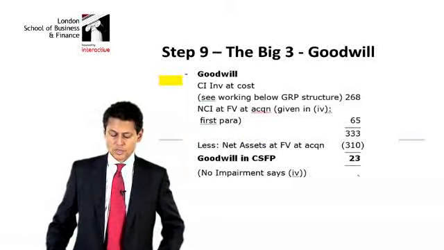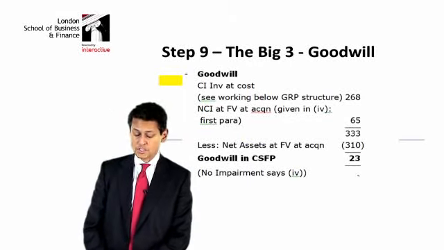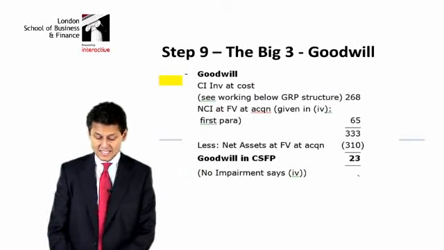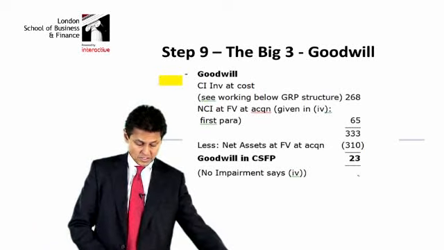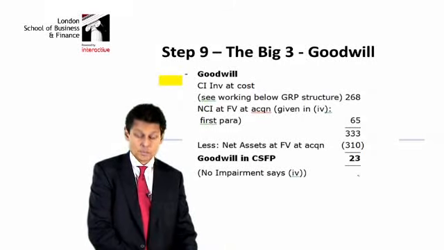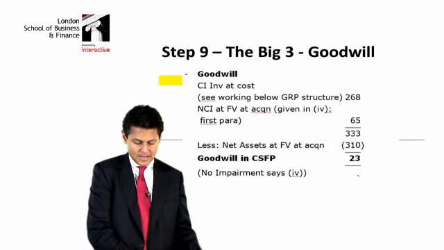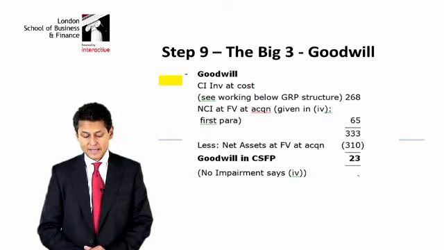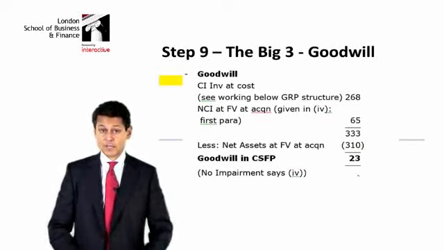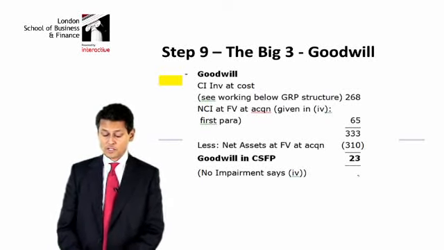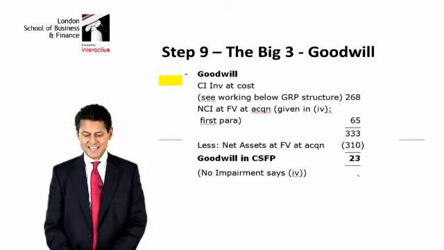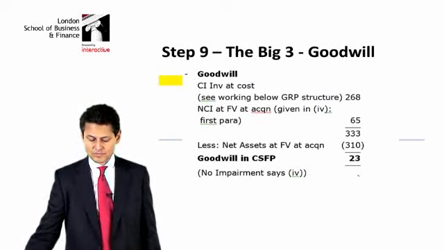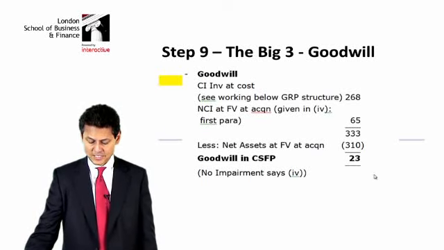And so, the Goodwill, the first of the big 3. You start with your investment at cost. If you remember, in the group structure, we had 268, which, of course, was the investment check we did. If you remember, we had some loan notes, etc., coming through. The NCI at fair value at acquisition is given at 65. So if you add them up, you have 333. And away from that, of course, you take the net assets, if you go back to your net assets list. And so the Goodwill, of course, is 23. No impairment in this particular question.